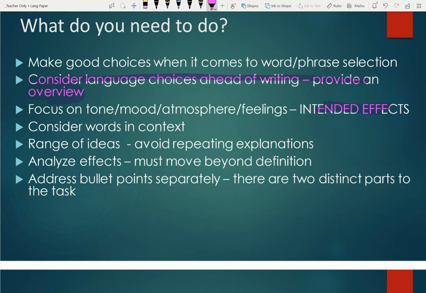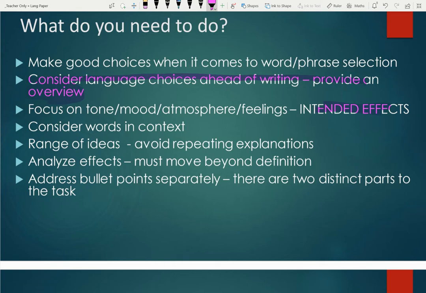Range of ideas, I've talked about that already. Try to avoid repeating explanations. You're not going to get any extra marks for that. So words that allow you to say different things, where different effects have been achieved, but that all somehow relate to your overview statement. Make sure you move beyond definition.